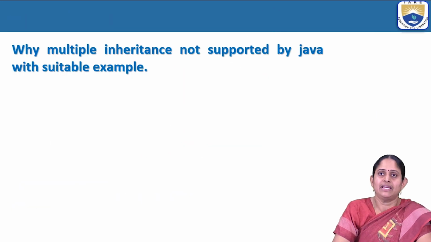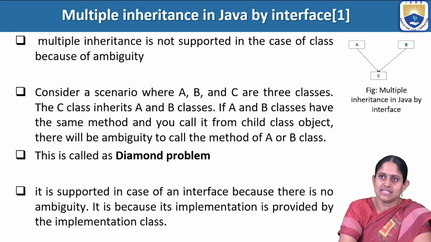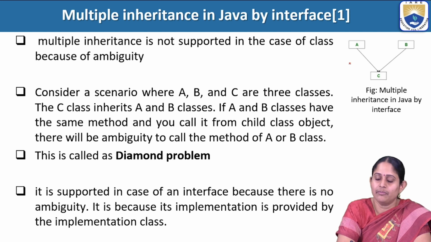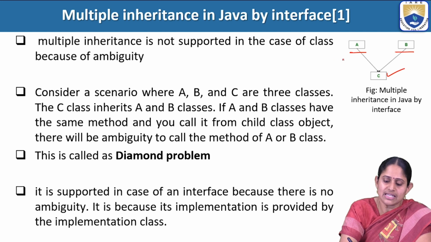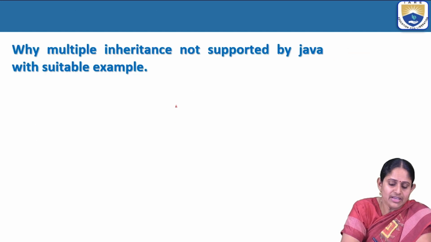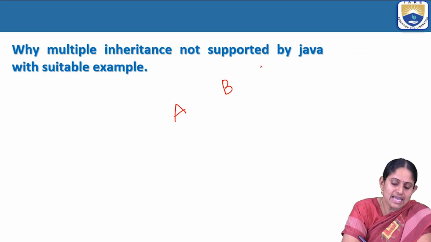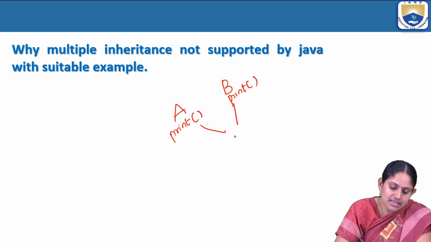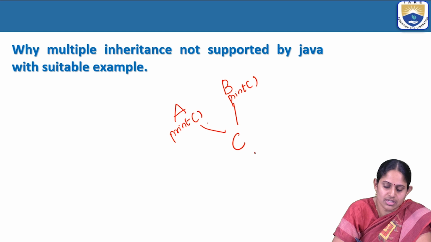Next, why is multiple inheritance not supported by Java? Explain with suitable examples. Multiple inheritance means that a child class is inherited from more than one parent class. Let's say we have a parent class A and a parent class B, both with the same method print, and from these we have the C class, which is inherited. So C will also have the print method.